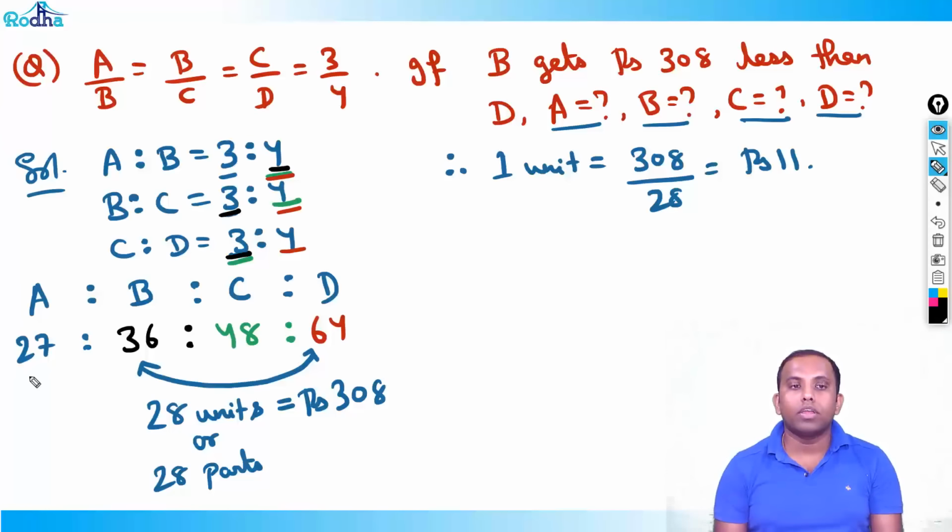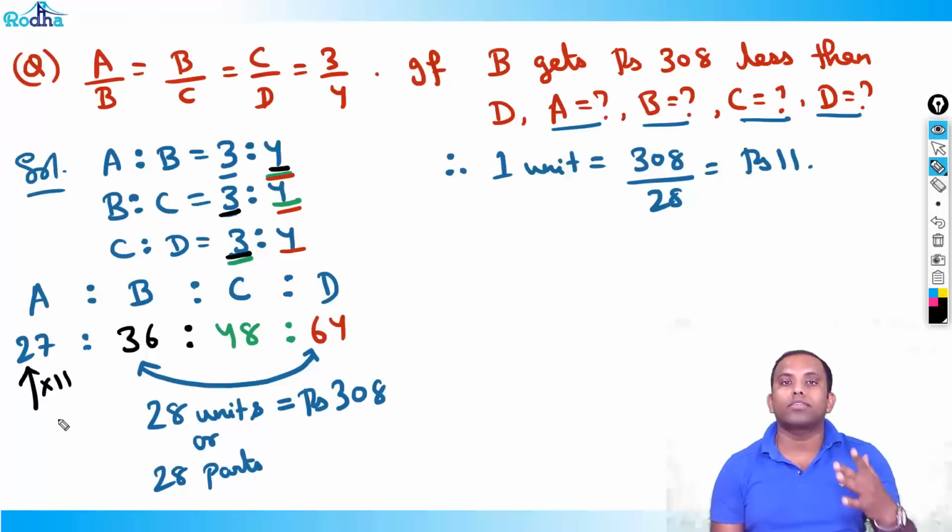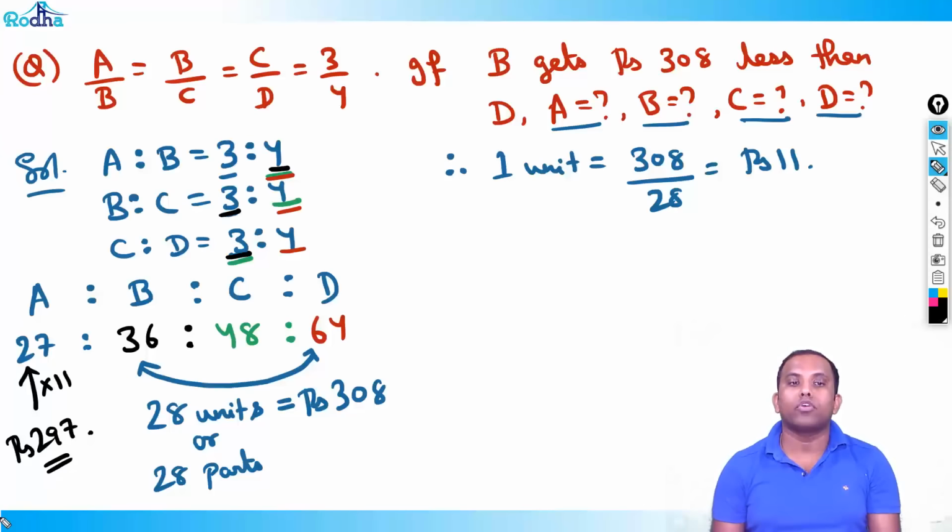So if 1 unit of ratio is rupees 11, what is the value of A? A is 27 units, 1 unit is rupees 11. So 27 into 11. A has rupees 297. This is the answer for A. For B, B has got 36 units, 1 unit is rupees 11. So 36 into 11, rupees 396.